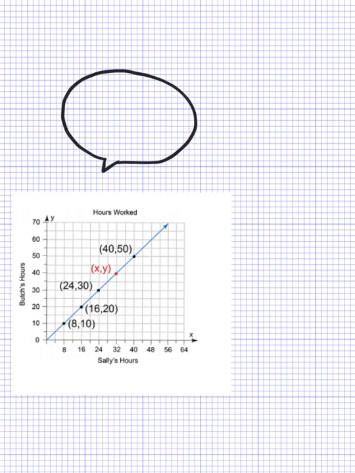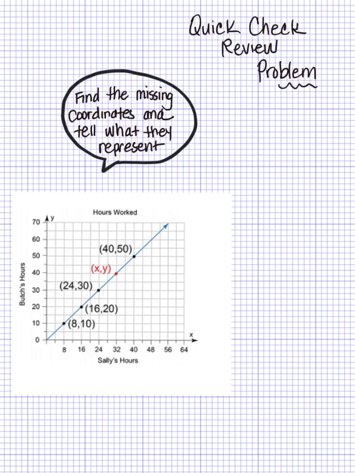Today's problem is going to directly help you with your quick check. So I want to first start with the question that we want to think about. We are doing a quick check review today. This is one review problem, and we are going to find the missing coordinates and tell what they represent for this graph. What we're looking at is a graph with an x-axis and a y-axis, and you've got two people involved, Sally and Butch. And what are we measuring here? Hours, which is abbreviated HRS.